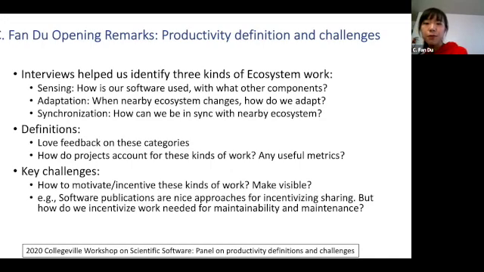So for today's theme of the panel, developer productivity definition and challenges. Before we talk about the productivity of scientific software developers, I really want to discuss first what constitutes the development work that needs to be done. Based on our prior interview findings with RSEs, research software engineers, and scientific researcher developers, we learned about how they work with software components.